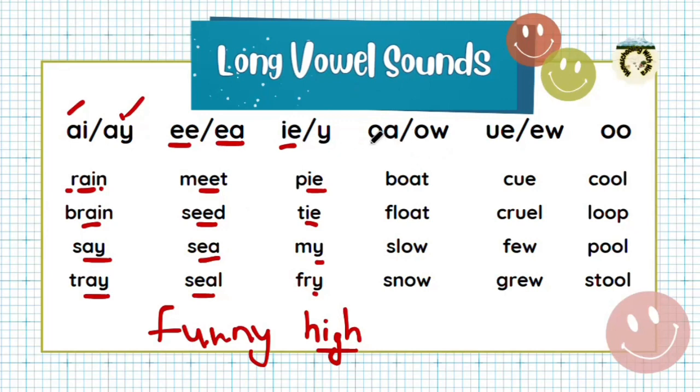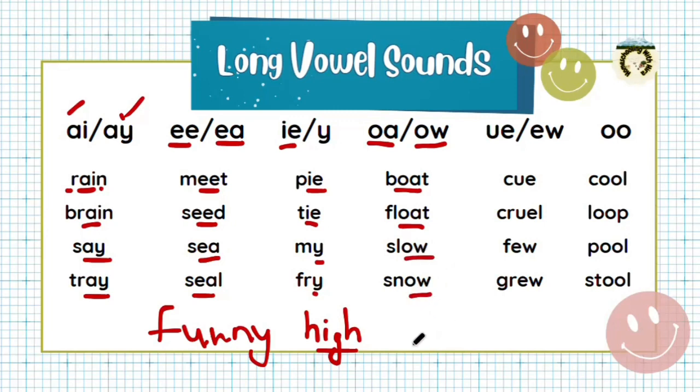Now we have the long O sound. We can write O with OA as well as with OW. If you hear O at the end of English words, we write it with OW. OA as long O doesn't come at the end of English words, right? The words are boat, float, slow, and snow.